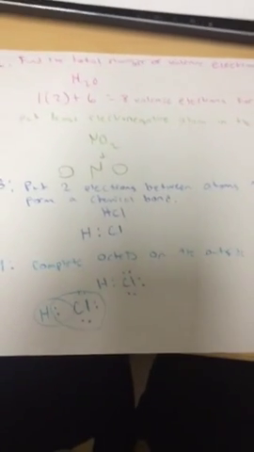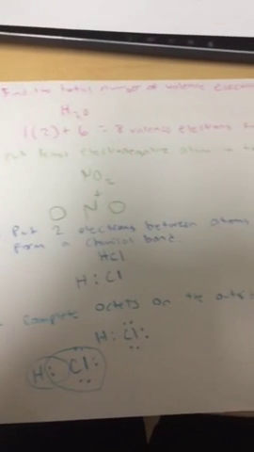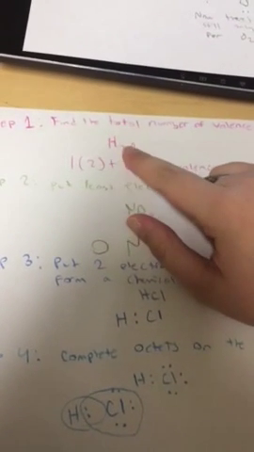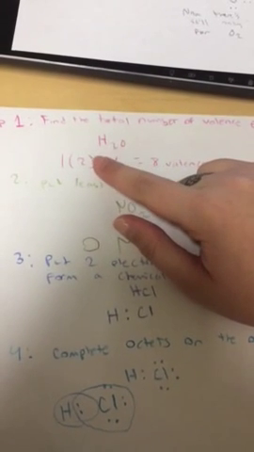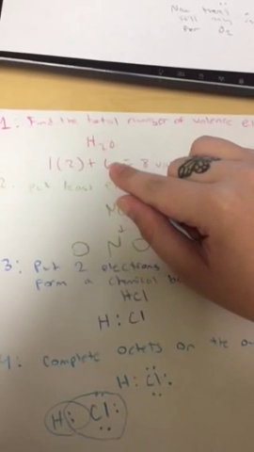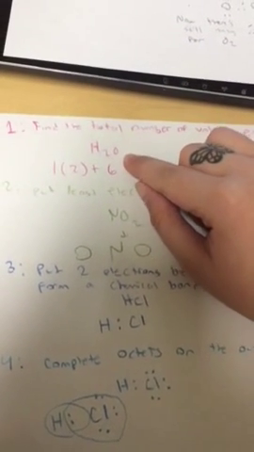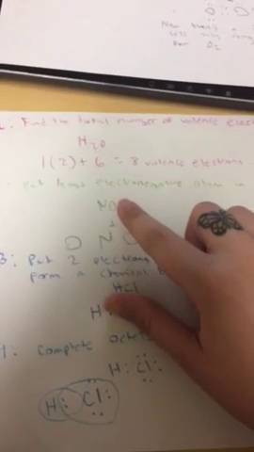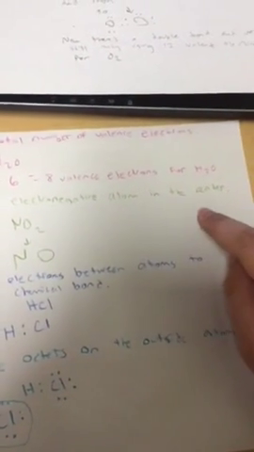So as a quick recap, to form a Lewis structure, the first step is to find the total number of valence electrons. 1 comes from hydrogen only having 1, but the subscript saying 2, so we do 1 times 2, plus 6, which we get from oxygen being the 6th or 16th group. That comes out to 8 valence electrons for H2O.